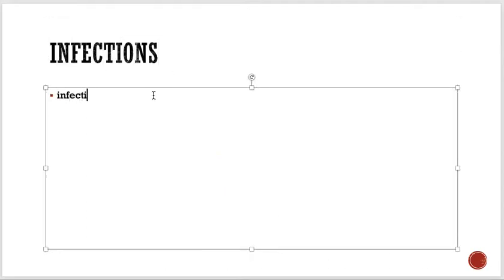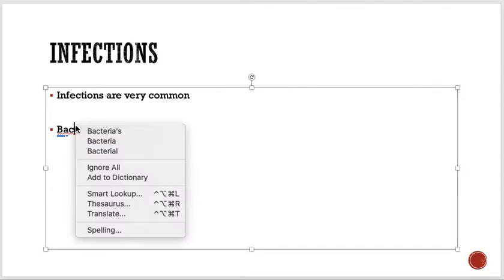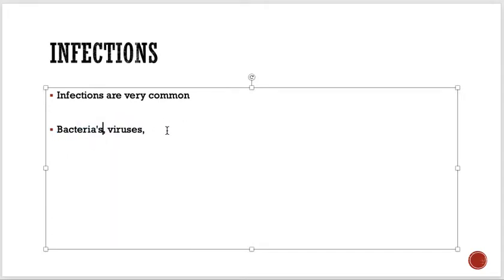And infections are very common, and of course, infections are caused by bacteria as well as viruses. They can be caused by fungi, okay, and can be caused by parasites or helminths and all that. So infections cause a wide spectrum of human illness.